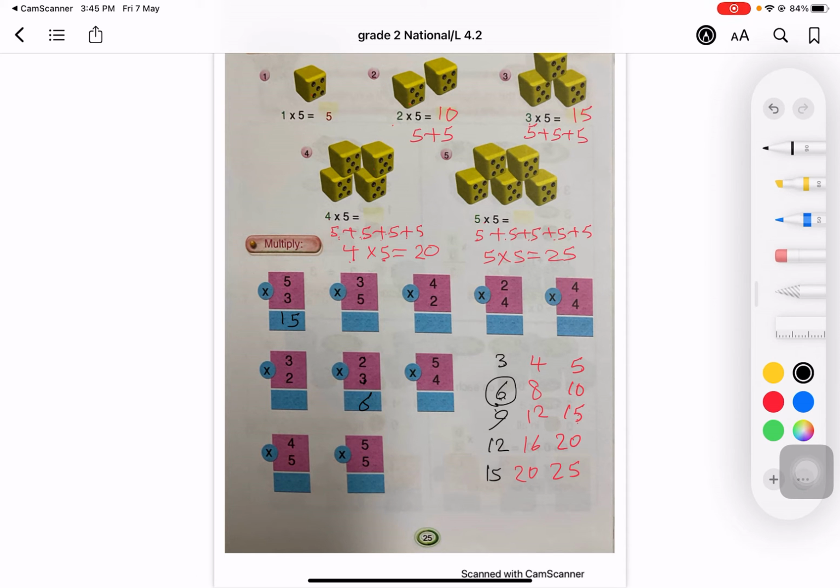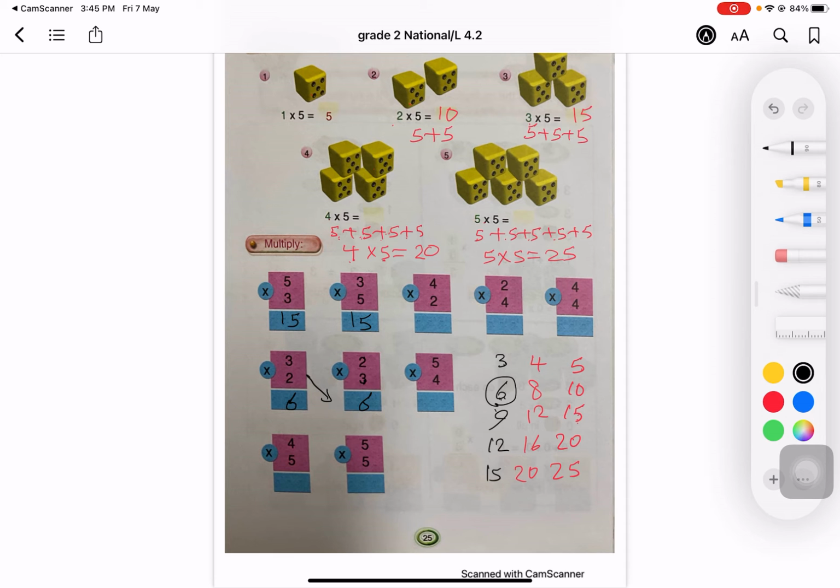Now, of course, 2 multiply 3 is 6, and 3 multiply 2 is 6, okay? These are the opposite. If you multiply 2 by 3, you will get 6, and 3 by 2, it is 6. Here, 5 by 3 is 15, and 3 by 5 is also 15.